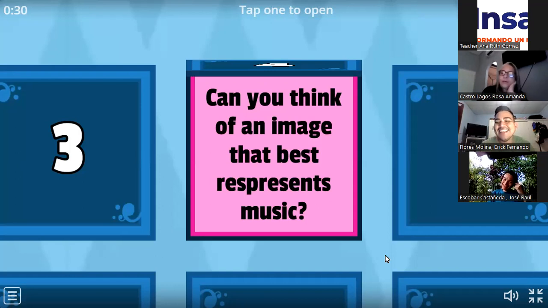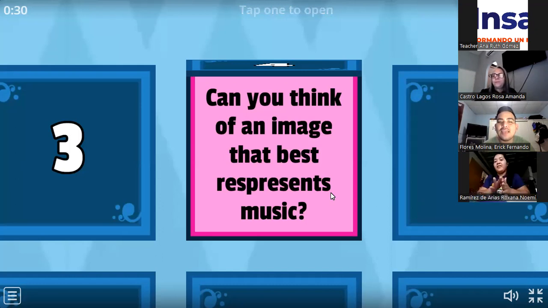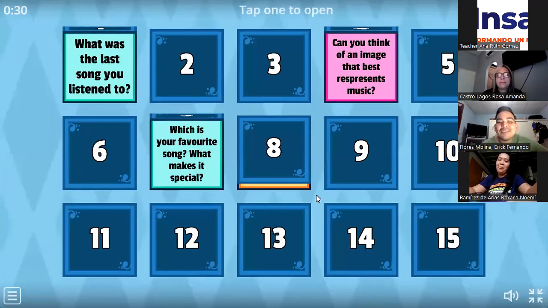I think the other you can, Roxana, because it's a difficult question. Teacher, can you think of an image that best represents music? For me, the musical notes. Musical notes, that's it. We are thinking about the specific symbols. Yeah, musical notes. Okay, teacher, thank you.